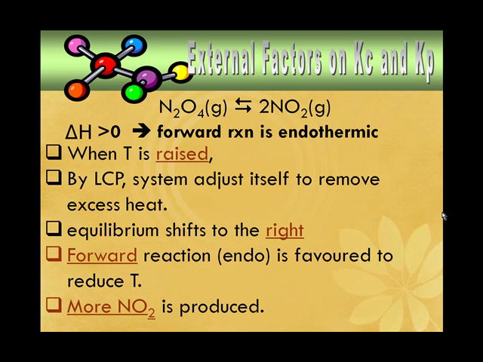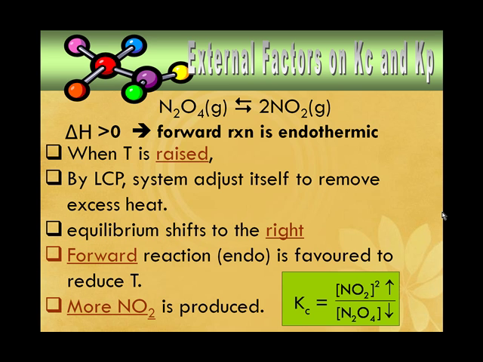Now, if you are going to raise the temperature, by Le Chatelier's principle, the system is going to adjust itself by removing the excess heat. You know that Le Chatelier's principle just means in general that it will remove whatever disturbance is happening to the system. So the equilibrium shifts to the right, and the forward reaction, the endothermic reaction, is favored to reduce the temperature. And more NO2 is being produced.